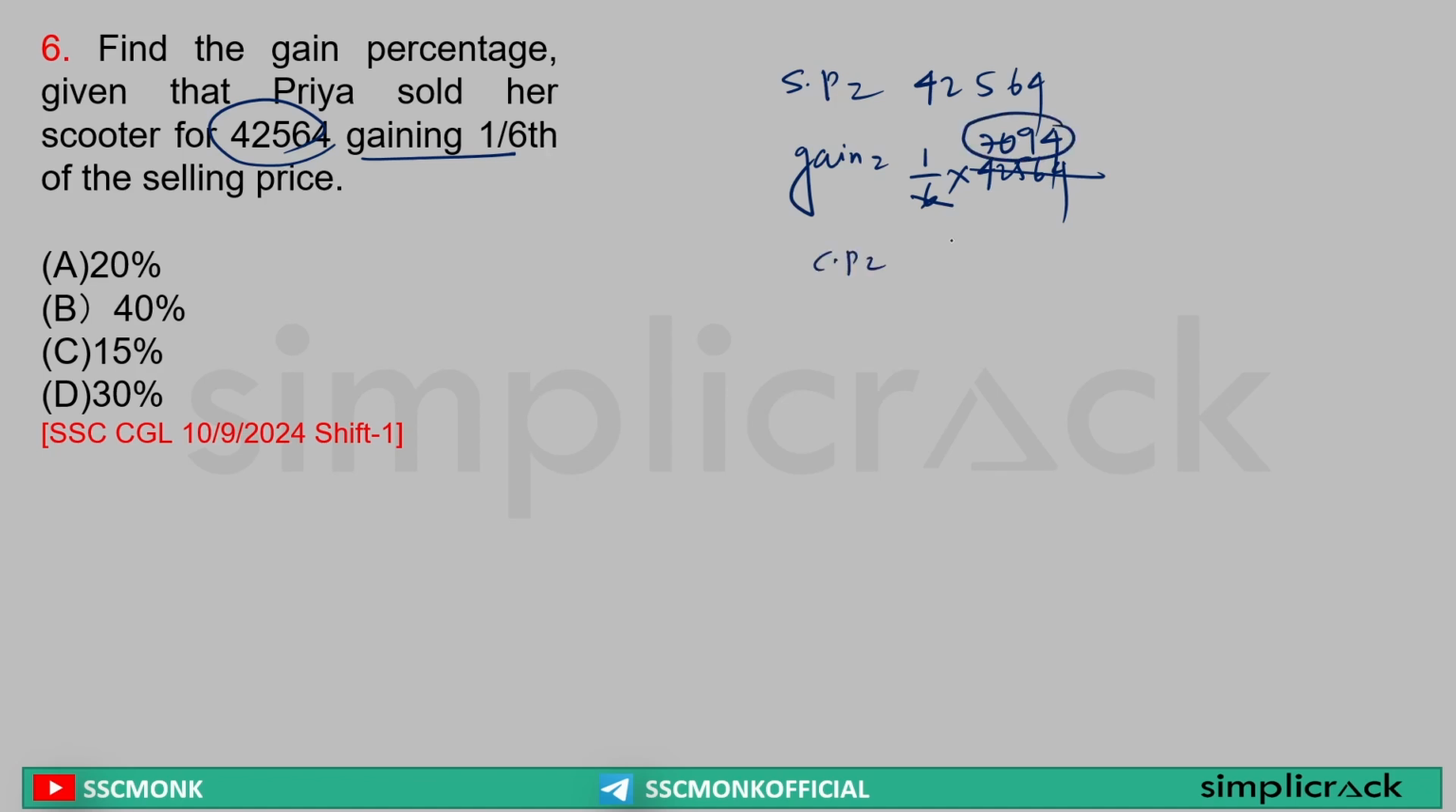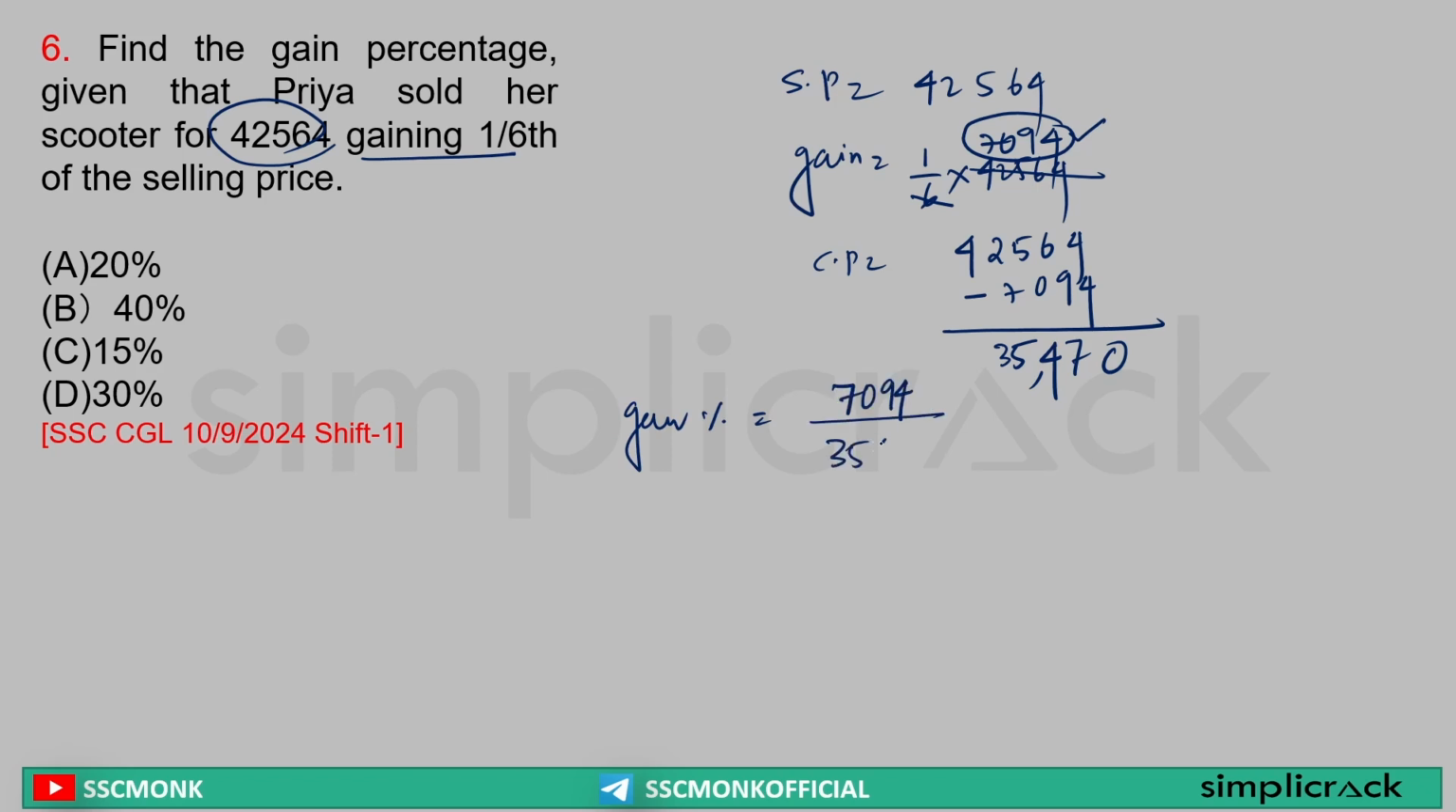So cost price is equal to 42564 minus 7094. So 4 here, 42 minus 7 is equal to 35. So 35,470 is the cost price. This is the gain. So gain percentage is equal to gain divided by cost price into 100%. Sir, this seems 5 4s are 20, 2 carried over, 5 9s are 45 plus 2, 47.